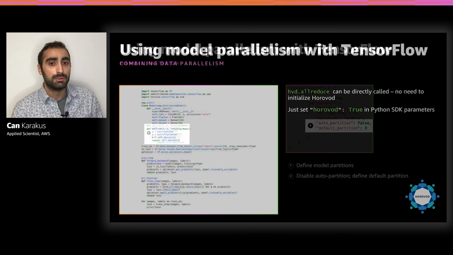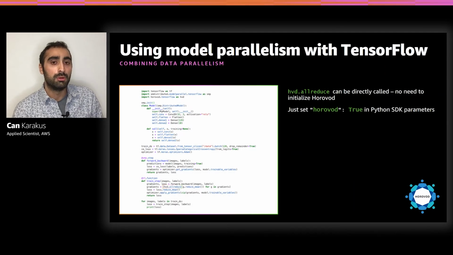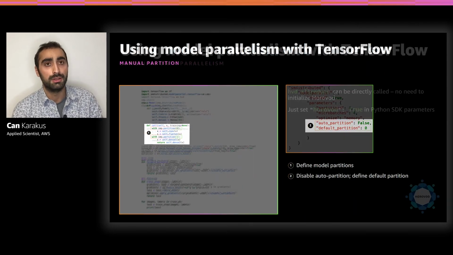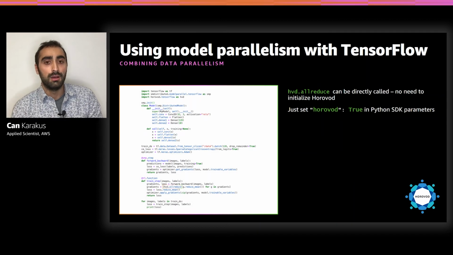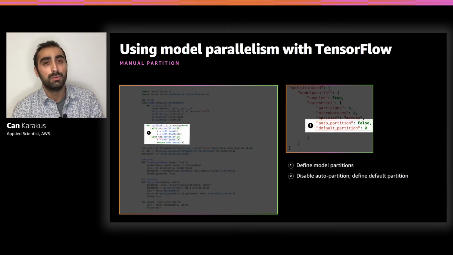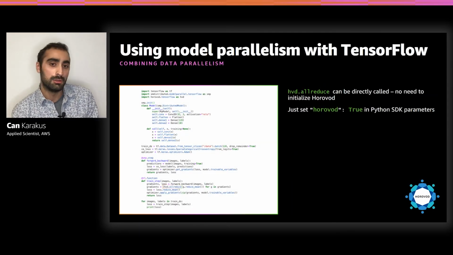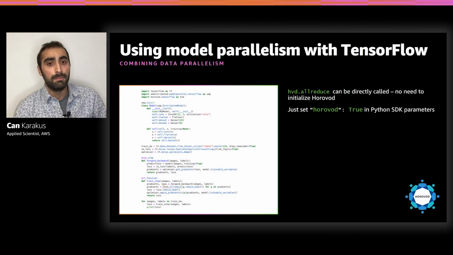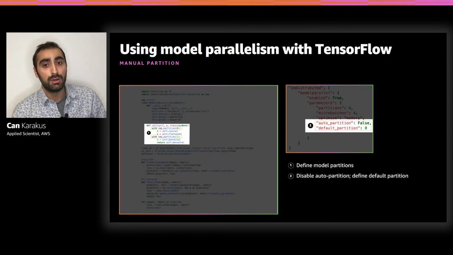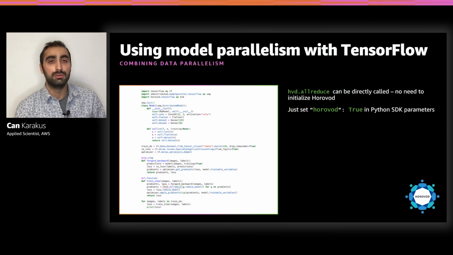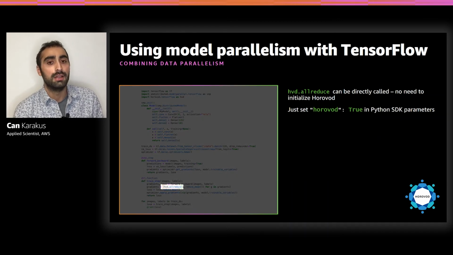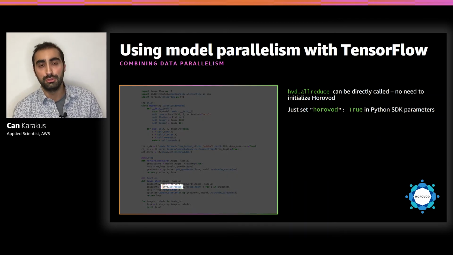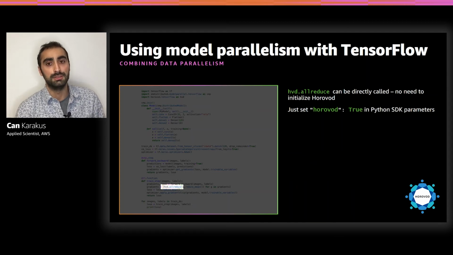It is also possible to combine model parallelism with data parallelism. For TensorFlow, we combine model parallelism with Horovod. So Horovod is supported. To be able to use it with Horovod, all you need to do is set Horovod equals true while launching your training job, and then use the Horovod allreduce call whenever you need to average your gradients across the devices.